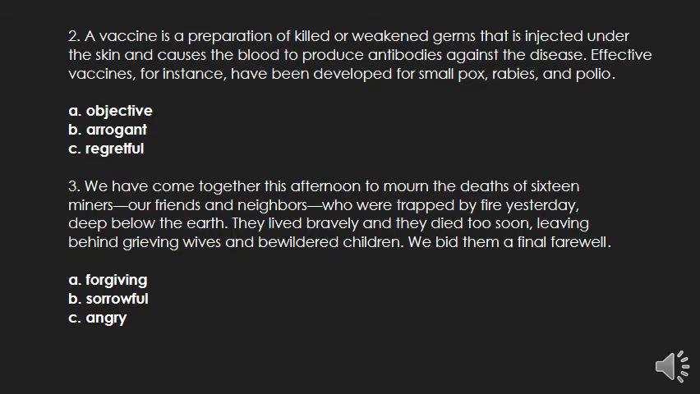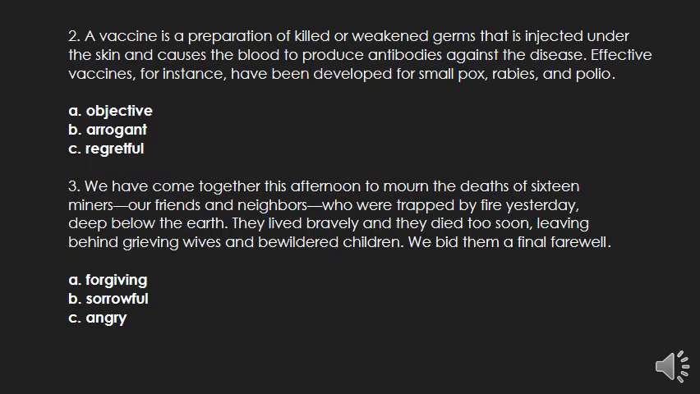We have come together this afternoon to mourn the deaths of 16 miners, our friends and neighbors, who were trapped by fire yesterday, deep below the earth. They lived bravely and they died too soon, leaving behind grieving wives and bewildered children. We bid them a final farewell. So here they're talking about miners who died in a fire. They were trapped deep below the earth in a fire.